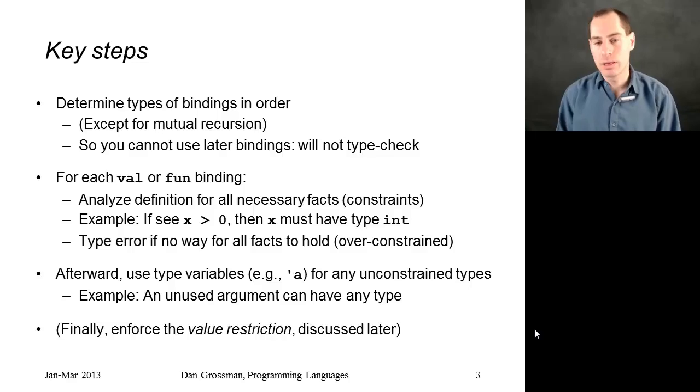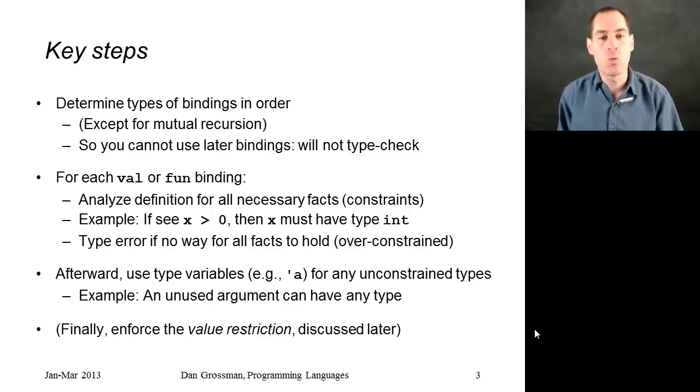We gather all these facts, we figure out what those constraints imply, and sometimes they imply things that can't possibly all be true. That's exactly when you get a type error. If we try to have in our function body x greater than or equal to 0 and x concatenated with the string "hi", then x has to be an int and a string, and that's impossible, and so you get an error message.